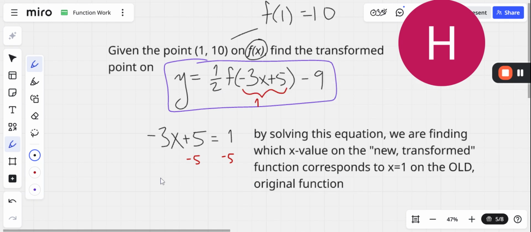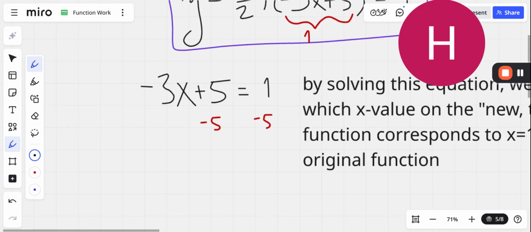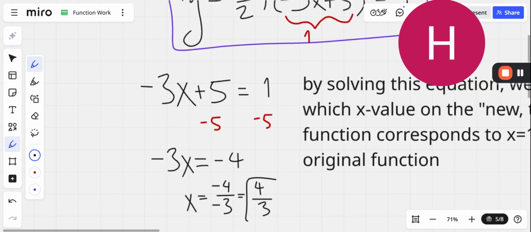So let's continue. We're going to say that negative 3x is equal to negative 4, and therefore x equals negative 4 divided by negative 3. Be careful, because a negative divided by a negative is a positive. So that means 4/3 on the new function is going to somehow be related to x equals 1 on the original function.